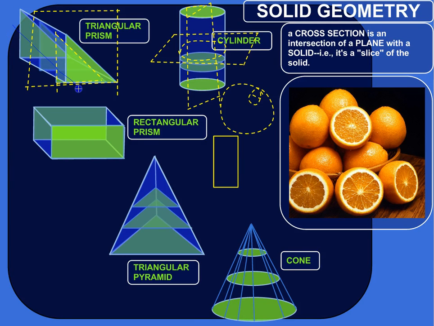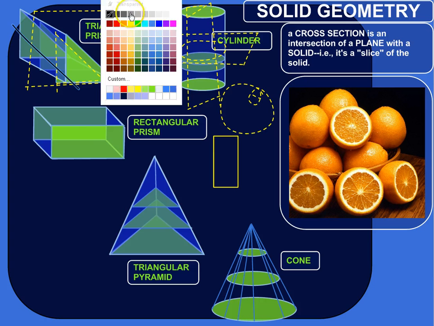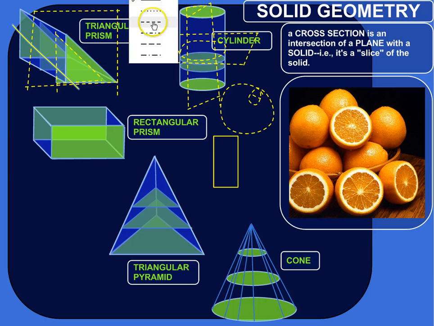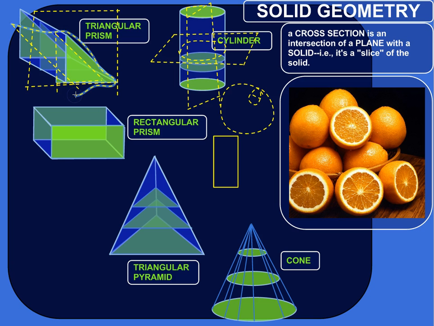I could slice it again. It's hard to draw three-dimensional things on a two-dimensional screen, so bear with me. I could slice it like something like that. That's really hard to see. Anyway, the way that I sliced it and got triangles, I could slice it the other way and get rectangles that are similar to the faces of the prism. With a rectangular prism, if I slice it this way, I get rectangles. If I slice it this way, I get rectangles.